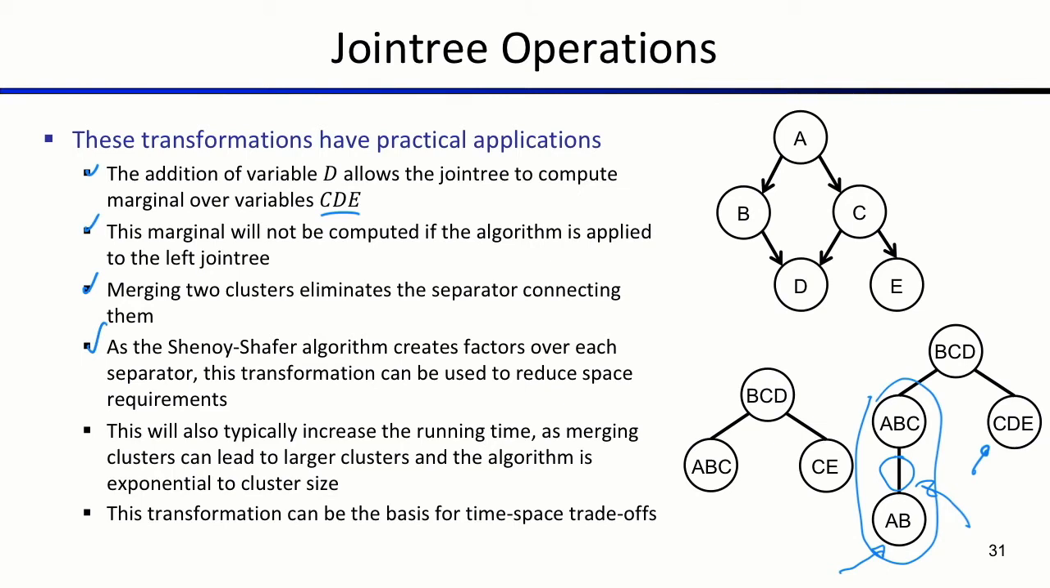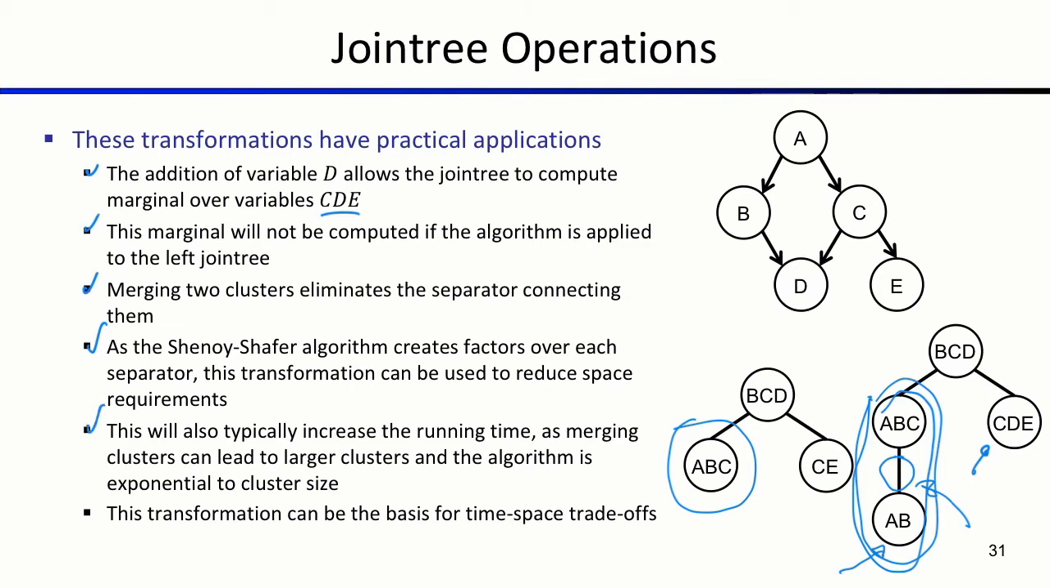On the other hand, we will increase the running time when we merge clusters and create larger clusters. In this case here, we are merging these two clusters, but the resulting cluster has the same size as the original one, so we are just saving space. But in case we merge two clusters and create another cluster that is larger than the previous ones, that will compromise efficiency. Just remember that the algorithm is exponential in the cluster size, so as we include more variables into the clusters, we make the algorithm slower.